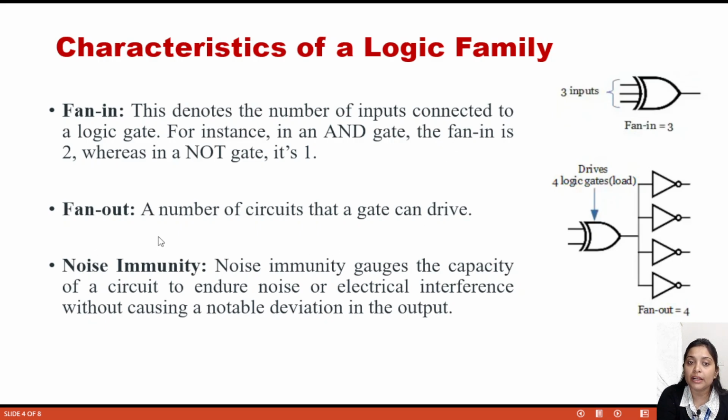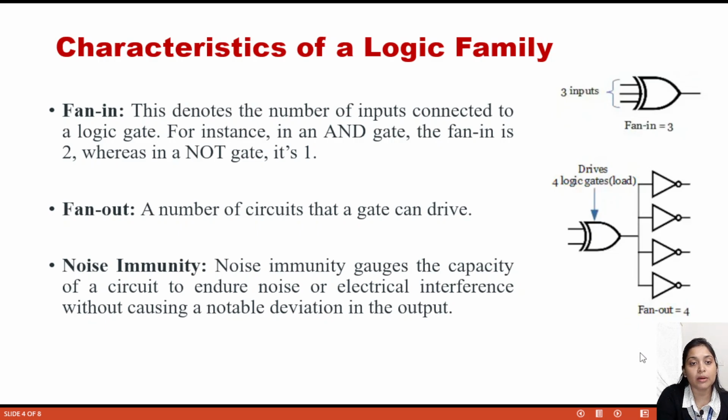Now the fan out, that means the number of circuits that a gate can drive. You can see in this figure and easily understand what fan out is. This is an XOR gate representation, a 2 input XOR gate. After that you can see the output of the XOR gate drives 4 NOT gates. So the fan out is 4. That means the output of the XOR gate drives 4 NOT gates, so fan out is 4.